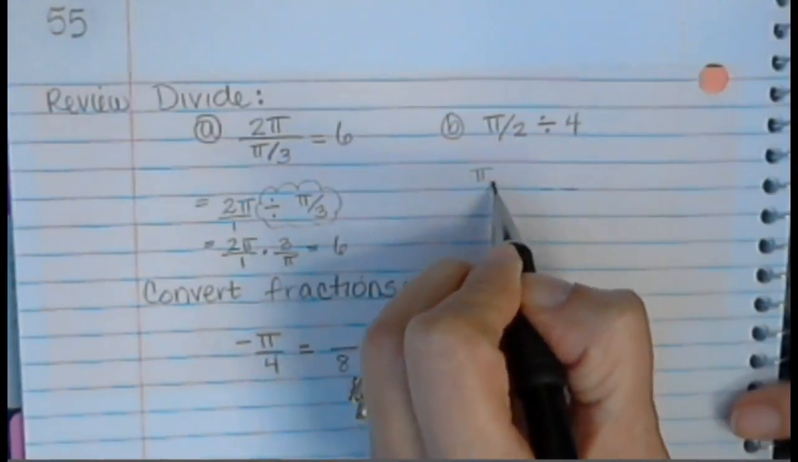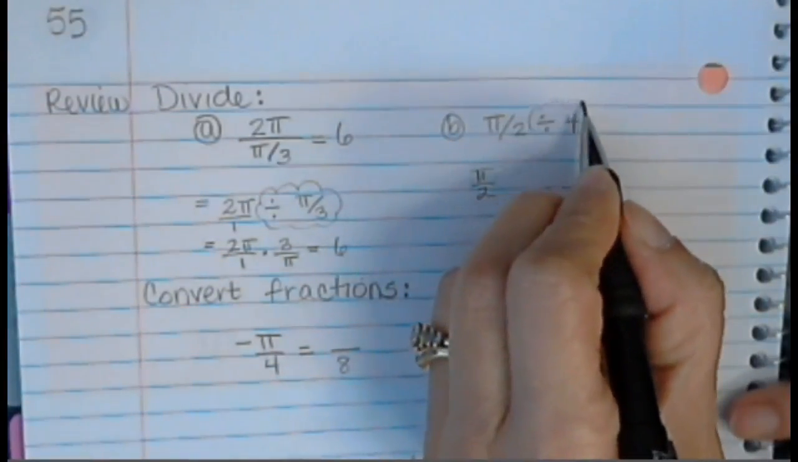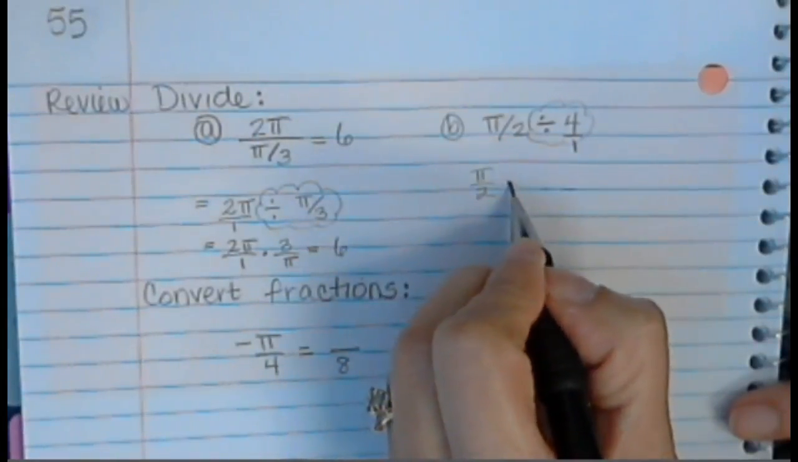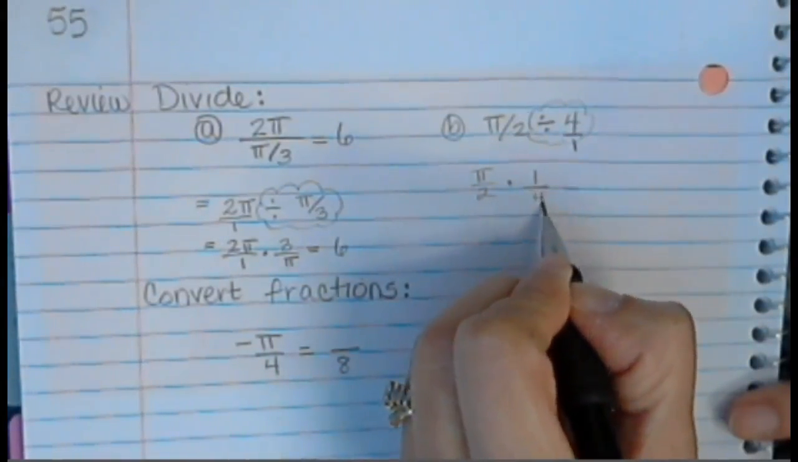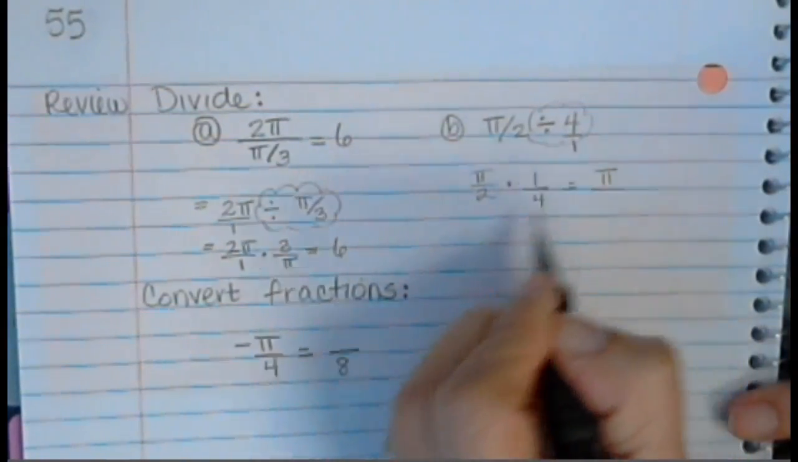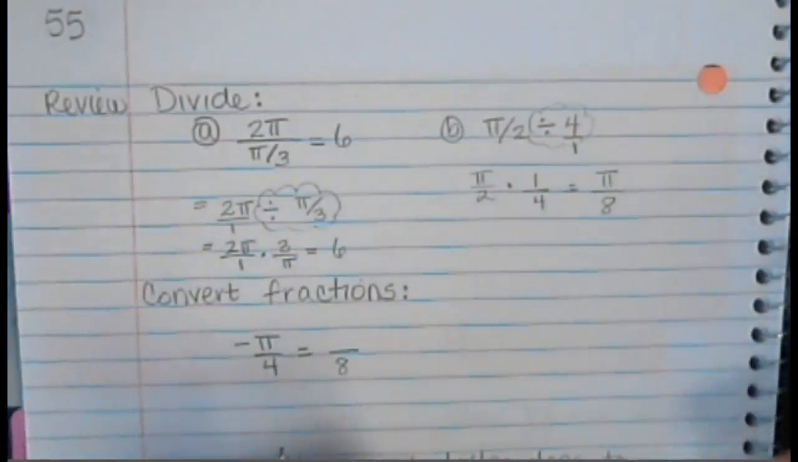Likewise, we have pi over 2, and we're dividing by 4. Remember, fractions only do it with other fractions. We're going to multiply by the reciprocal, which is 1/4. And when I multiply top times top, I get pi. Bottom times bottom, I get 8.